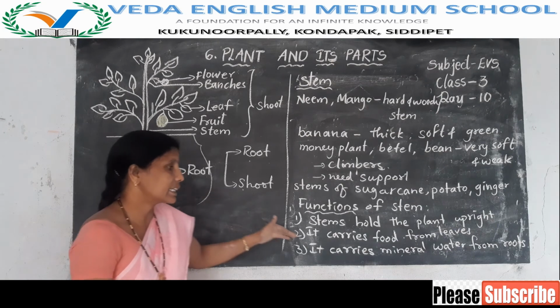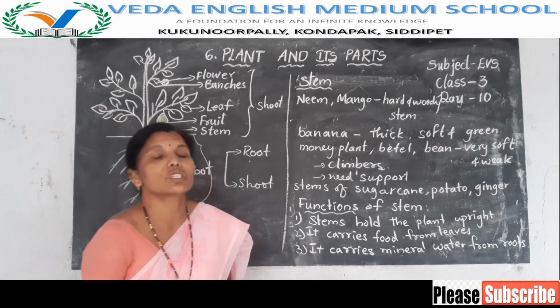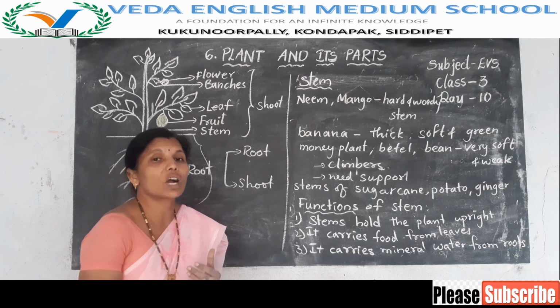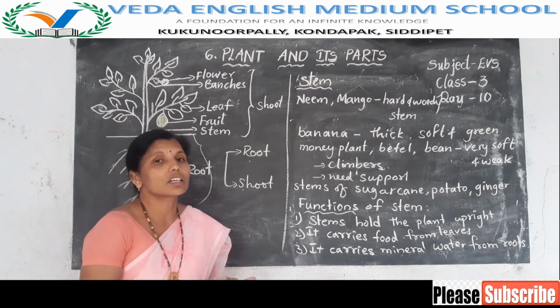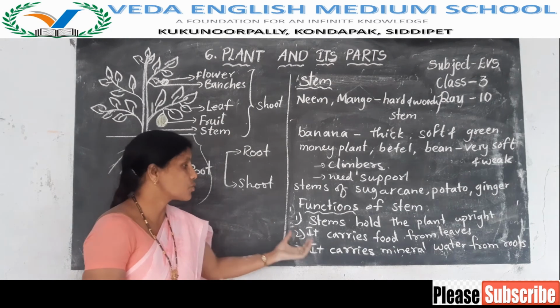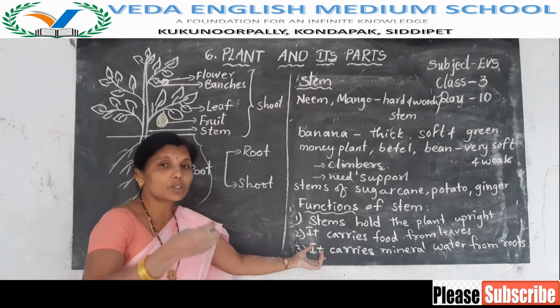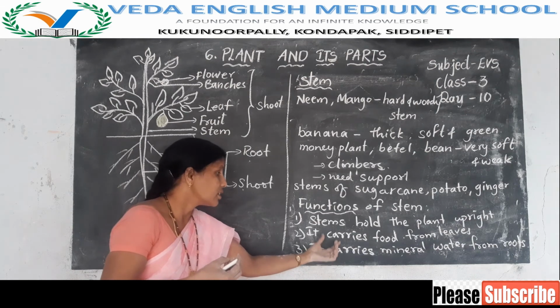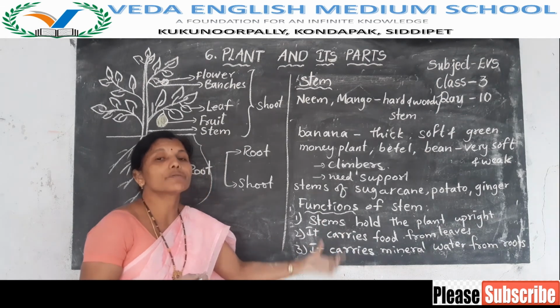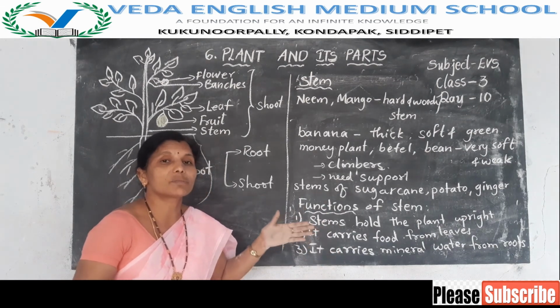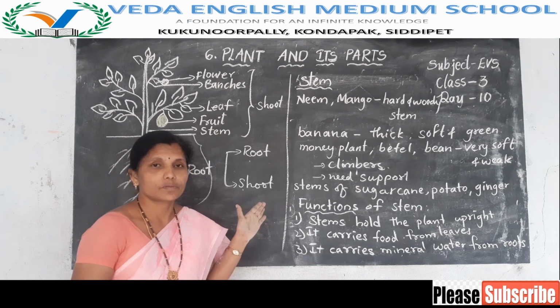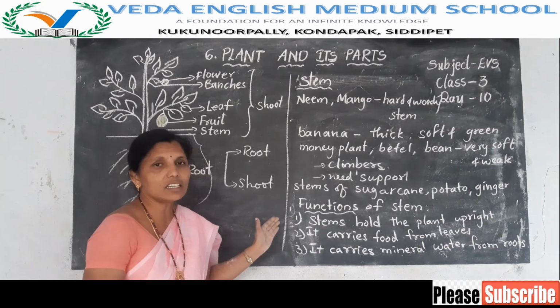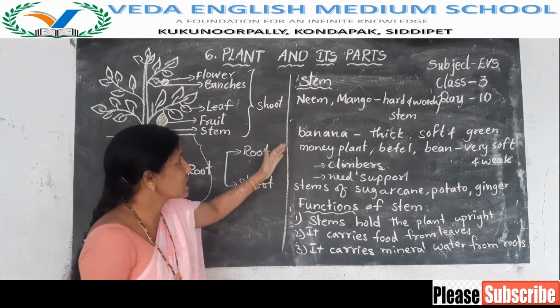Okay, children. And it carries mineral water from roots. Roots absorb water and mineral salts from the ground. The roots send the water to the stem, and the stem carries water from the roots to different parts of the plant. Okay, children, did you understand about the stem?